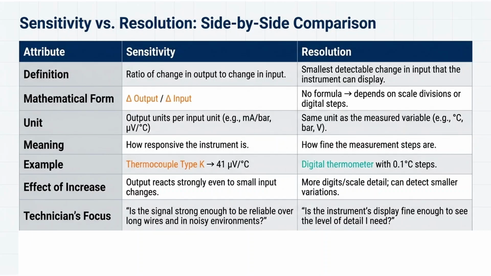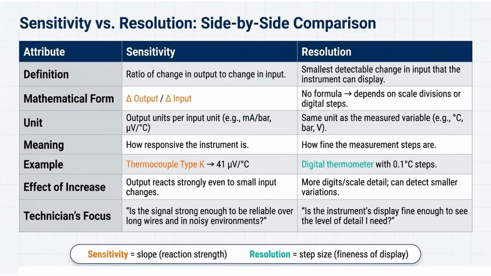And the slide closes with two lines that I encourage you to memorize. Sensitivity equals slope. It's the strength of the instrument's reaction. But resolution equals step size. It's the fineness of what it can display. Slope and step size. That's your shorthand.